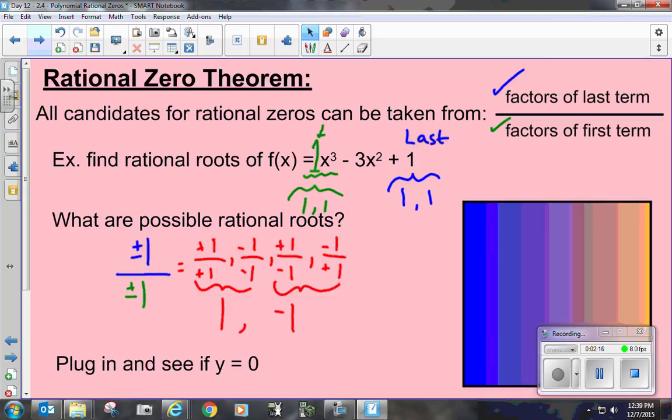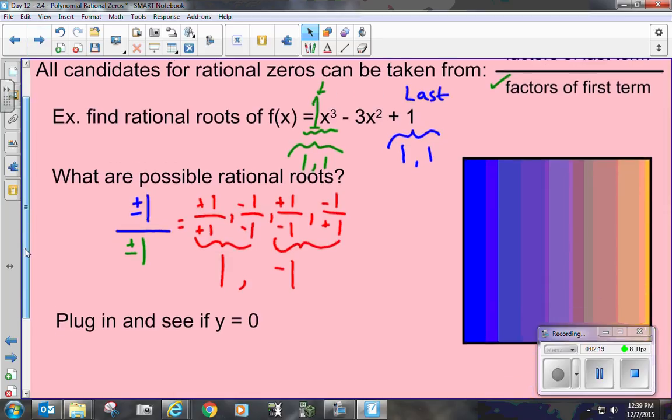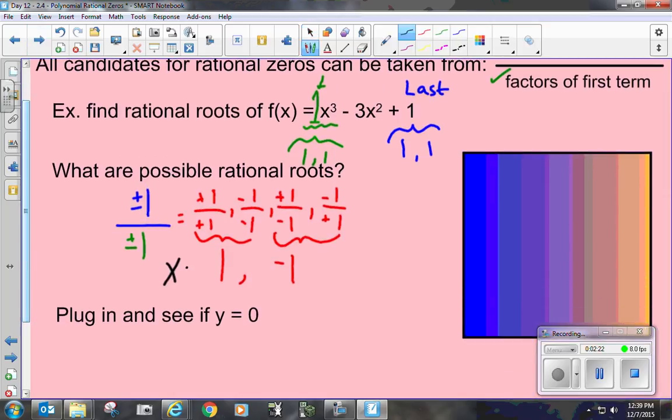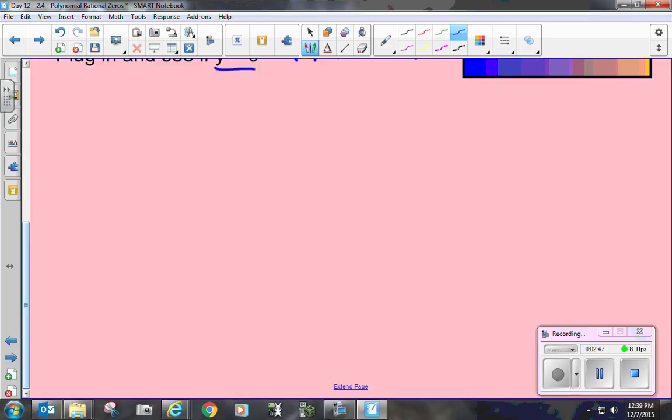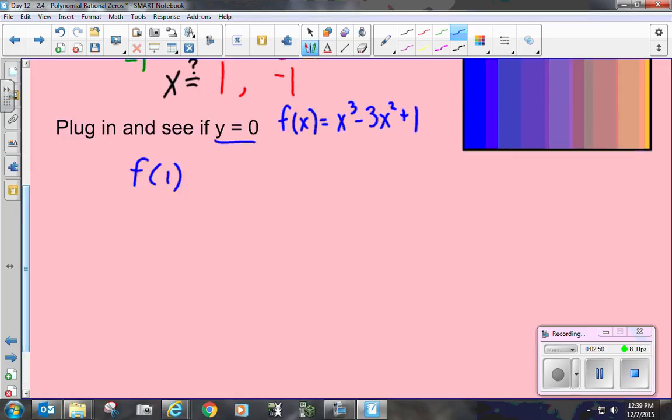So how do we check to see if these work? Well, if these are the roots, if they're the x-intercepts, if these right here are the zeros, okay, we don't know. If they're the zeros, that means if I plug them into my polynomial for my x's, it should equal 0. All right? So let's try this. Right now we have f of x equals x cubed minus 3x squared plus 1. All right? And I'm going to see if f of 1 equals 0 and if f of negative 1 equals 0. If either of these are 0, then those are rational roots. If not, then it has no rational roots.